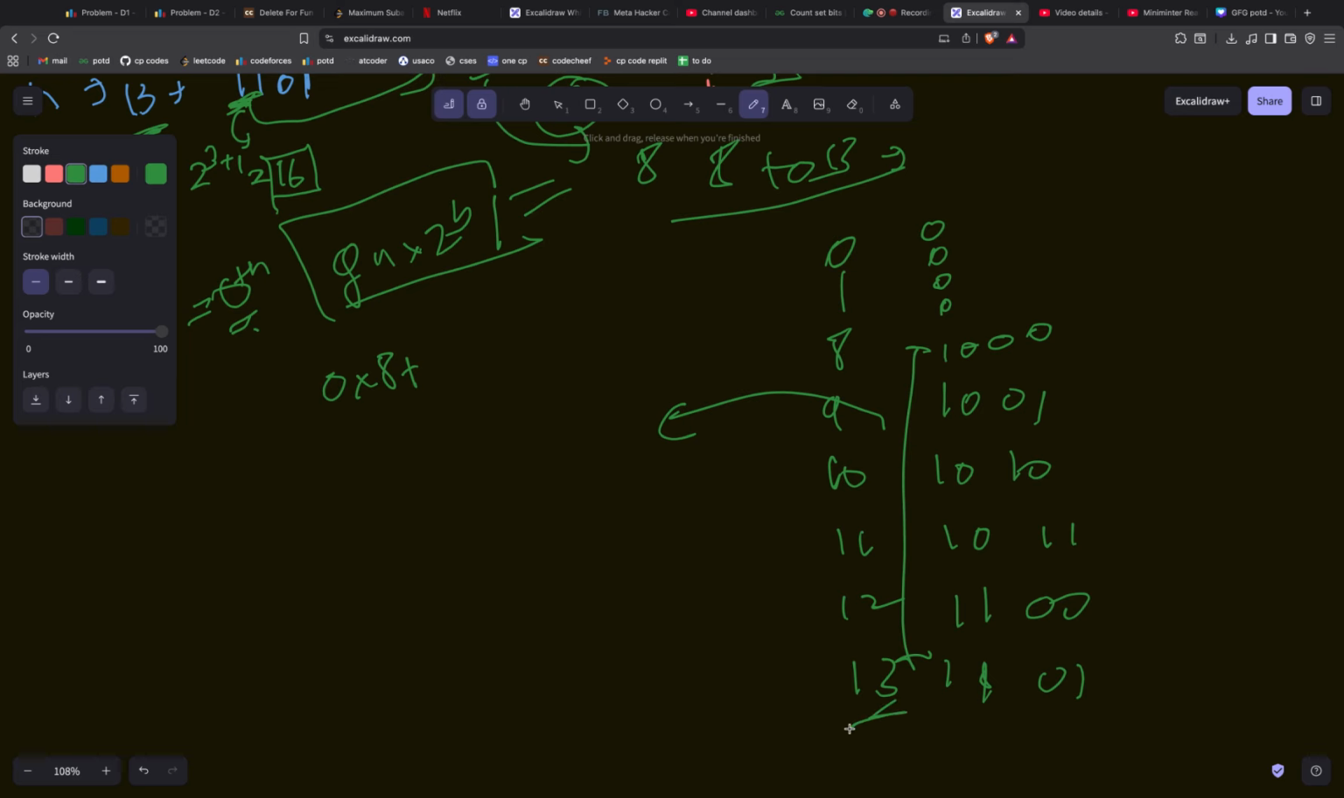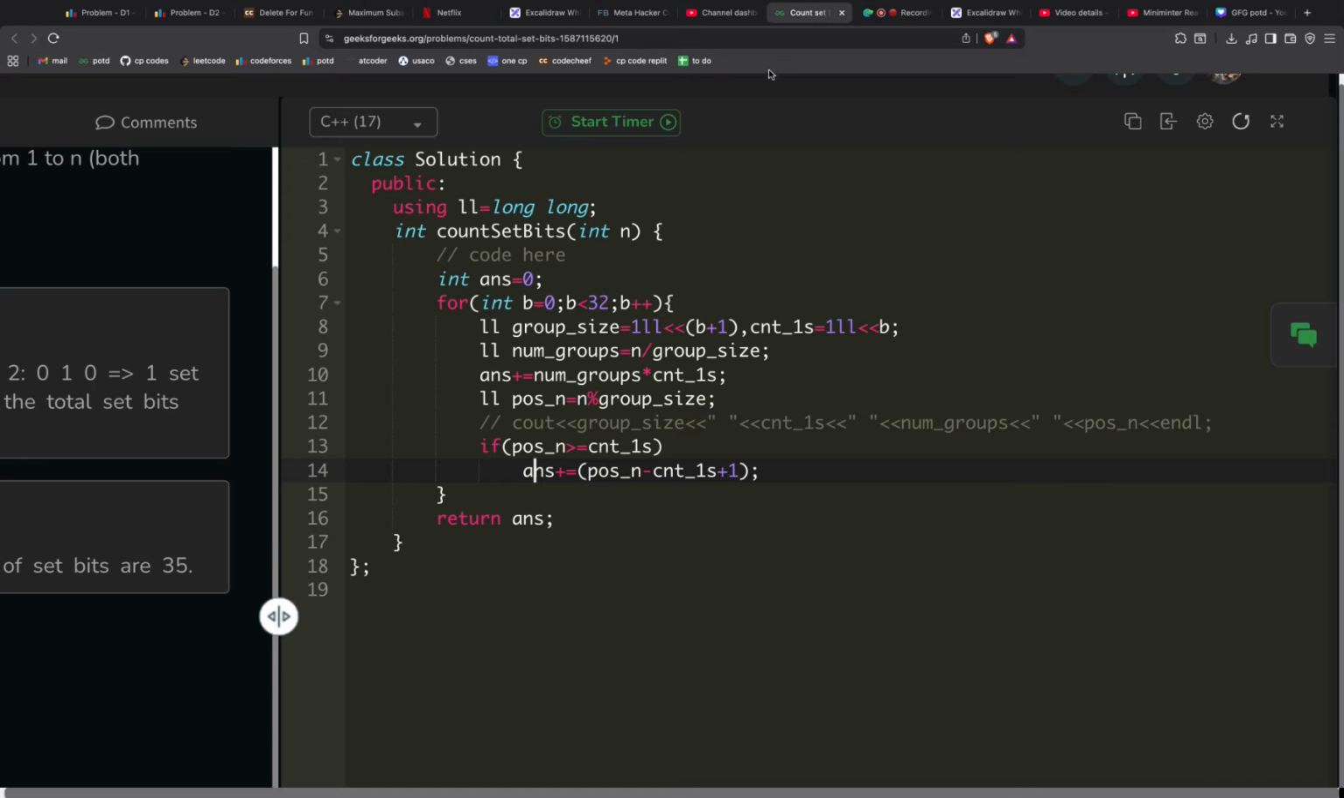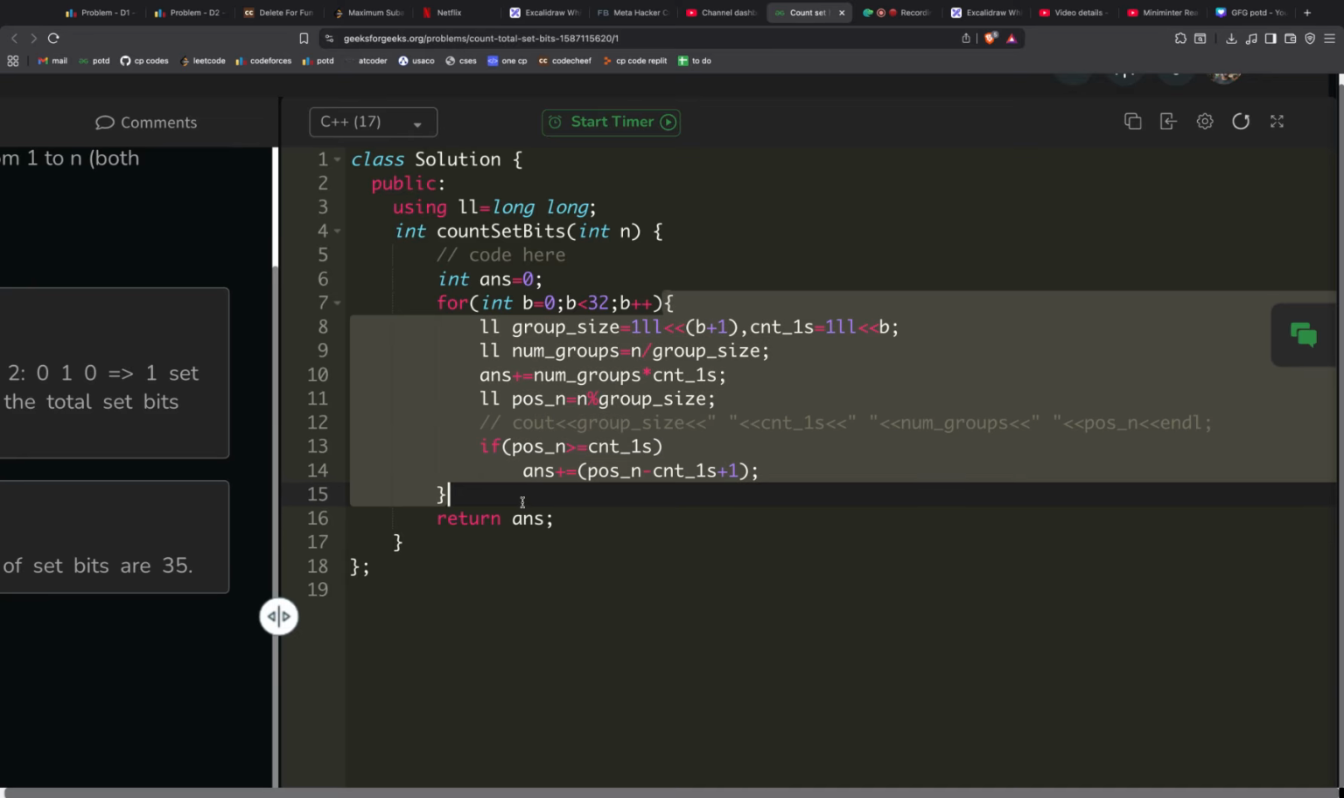So how many times is this? This is just 13 minus 8 plus 1, because both are included. 13 minus 8 plus 1, that is 6. And we can even see 1, 2, 3, 4, 5, 6. Yeah, this makes sense. So if position n is greater than count ones, I just add position n minus count ones plus 1, because both of them are included, and I return my final answer.